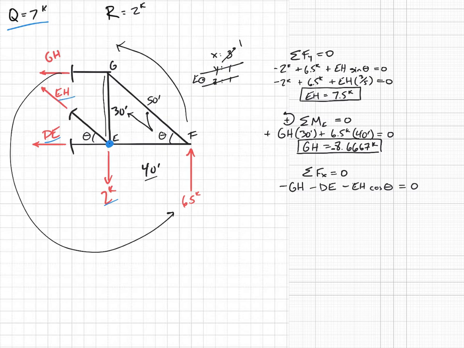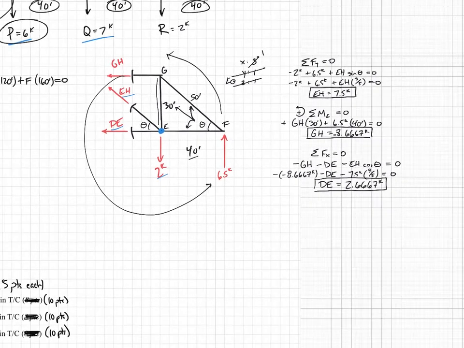So let's see here. We've got negative 8.6667 kips minus DE, which is what we're looking for, minus EH, which is 7.5 kips, and then for the cosine of this angle, remember I'm going to do the adjacent over the hypotenuse, so that's 4/5, equals 0. If we solve this, we get 2.6667 kips.